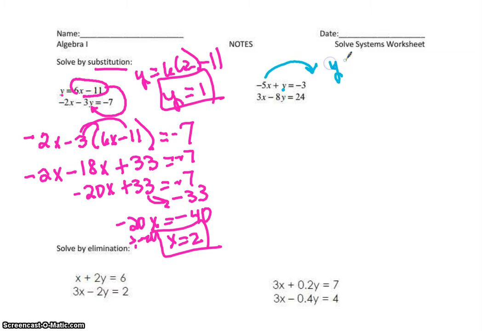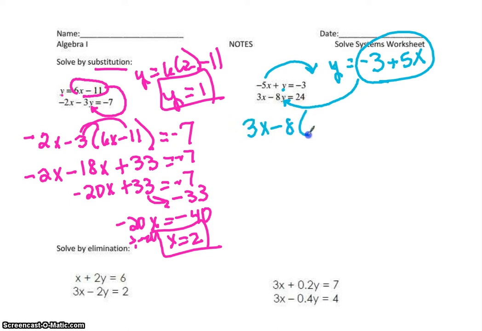So y is equal to negative 3 was already there. Then I'm bringing over that 5x and I'm adding it because I'm doing the opposite. So I can circle this, and it goes to the other equation in the y spot. So it's going to go right here. So we have 3x minus 8, open parentheses, negative 3 plus 5x, close parentheses, equals 24.